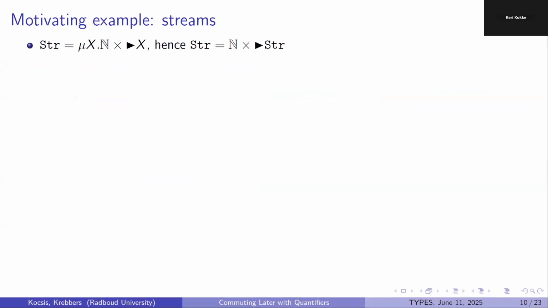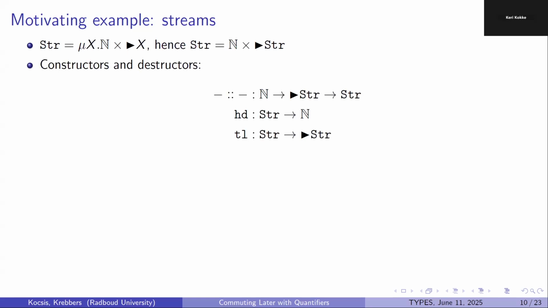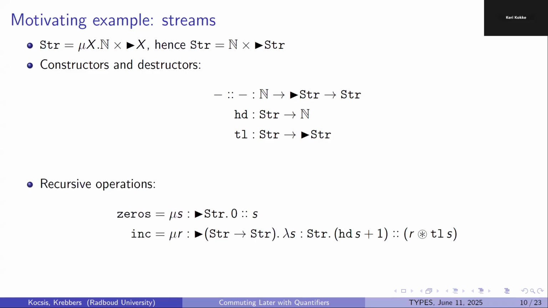An example of guarded recursion is streams. We define a type which is the fixed point of this type function. We have a natural number, which is the head, and the stream, which is the tail. But notice that the recursive variable is guarded under a later. Then we can program with this type using constructors and destructors, cons, head and tail, and the fixed point combinator. So for example, we can define the stream of zeros, or the function increment, which increments every element by one, as shown earlier.